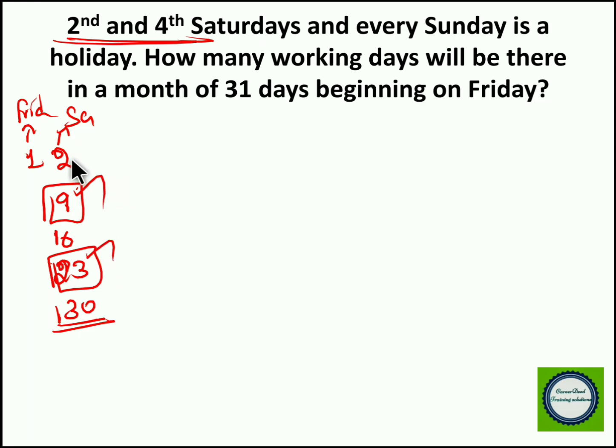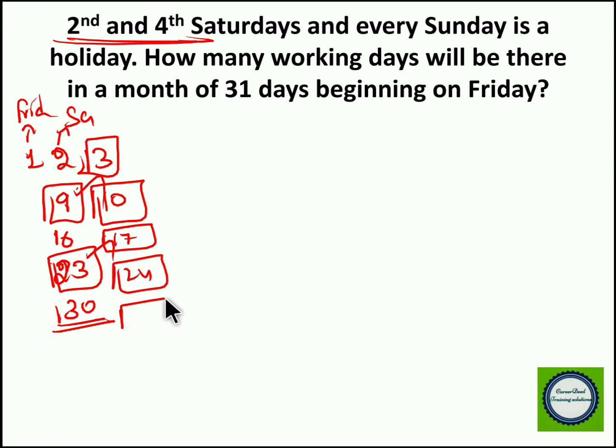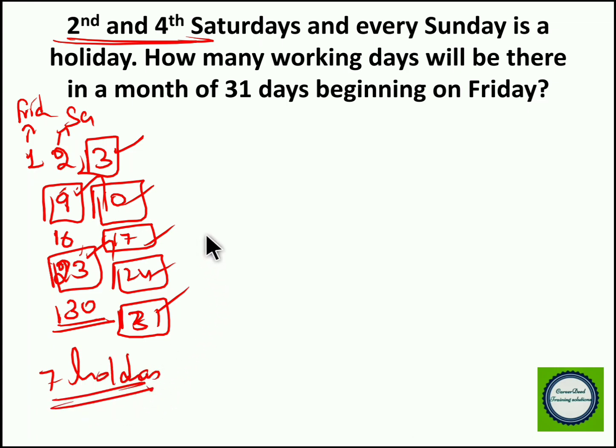Now after 2 you get 3. So 3 is a Sunday, so it's a holiday. After 9, 10 is a Sunday, it's a holiday. After 16, 17 is a holiday. After 23, 24 is a holiday. After 30, you have 31. So 31 is a holiday. So you totally have 1, 2, 3, 4, 5, 6, 7 holidays in the 31 days beginning with Friday. So out of 31, if 7 are holidays, remaining we get 24 working days. So this becomes our answer.